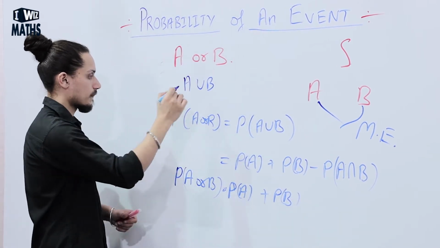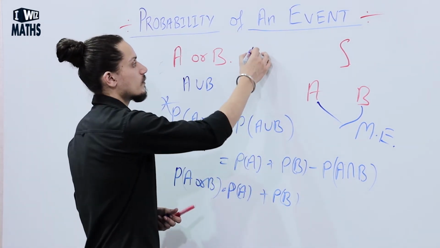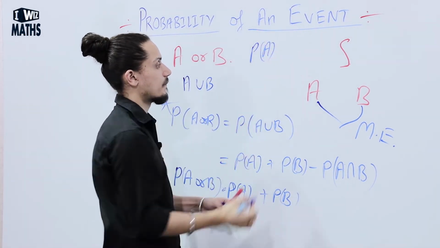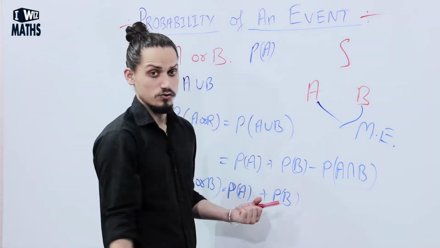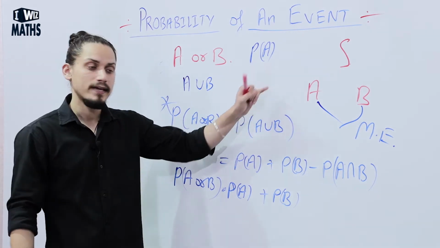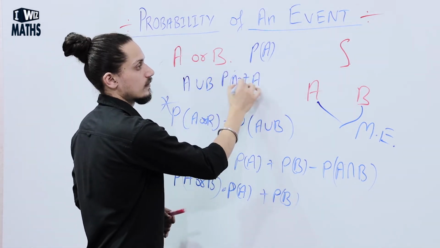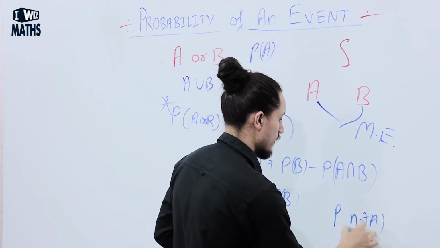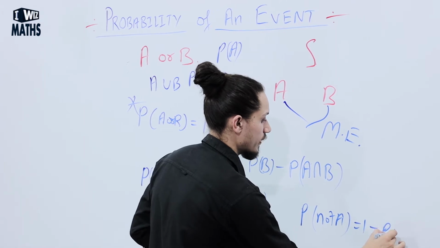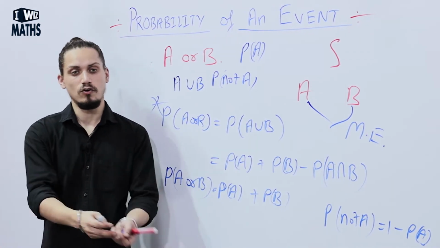Okay, now the third point is the probability of not A. If we are given the probability of A, or we have already found the probability of A, where A is an event associated with sample space S, then let's write it over here: the probability of not A is equal to 1 minus the probability of A. So these are a few formulas that we'll be using in solving some examples.